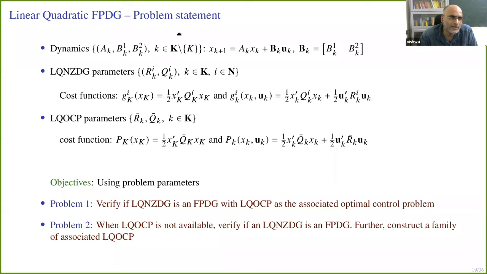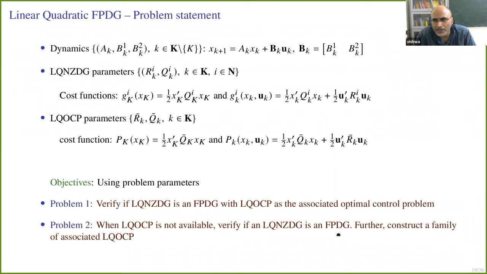So what motivated us is to look at the linear quadratic class of difference games, where maybe it is possible to obtain some sufficient conditions for the existence of feedback potential difference games, and also maybe it is possible to construct, whenever the optimal control problem is not available, at least a family of optimal control problems which provide the feedback Nash equilibrium.